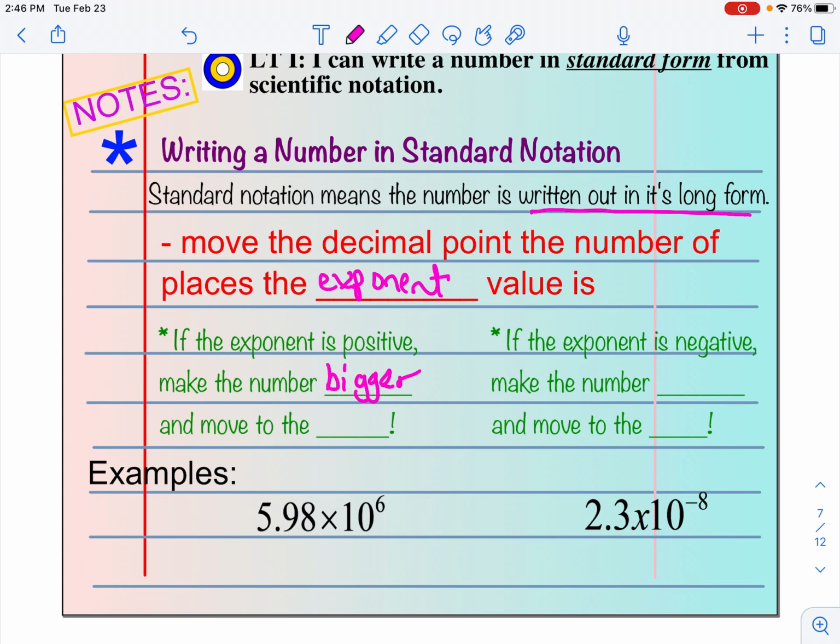And to make the number bigger, we're moving the exponent to the right. So with this example below, if I moved the decimal point this way, my number would get smaller. So I have to move it to the other direction, to the right. 1, 2, 3, 4, 5, 6. So this becomes 5, 9, 8.